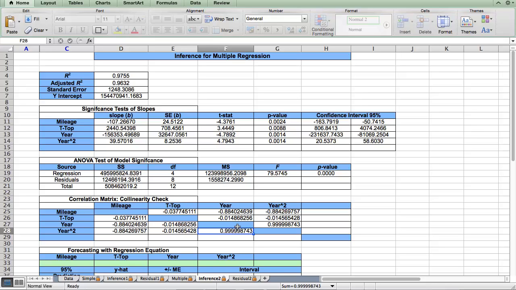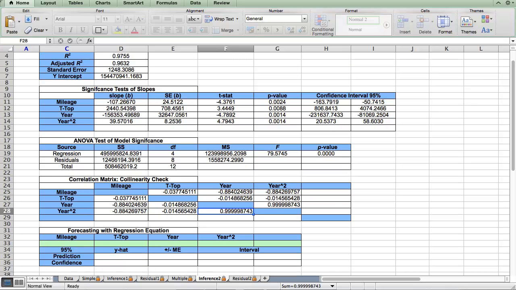But if we wanted to, or perhaps for operational reasons needed to, use the year along with mileage and T-tops, this would be the way to do it. And therefore, when we have those variables successfully added to our model, we would be able to make forecasts of price using all three independent variables as well as the year squared.